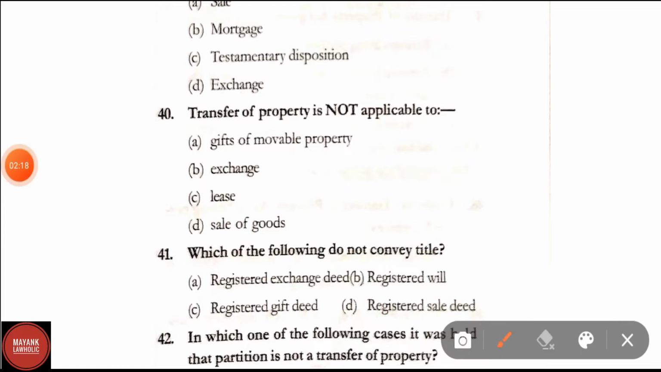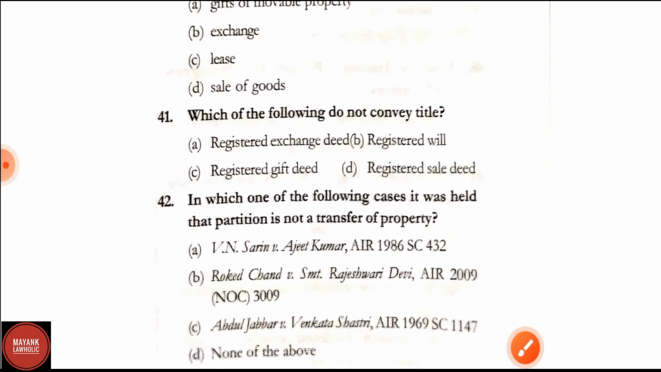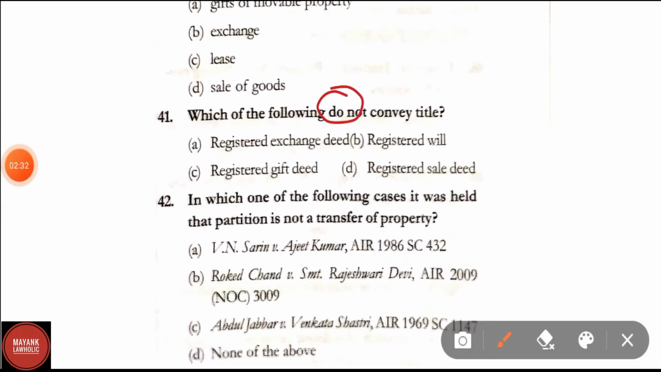Question number 40. Transfer property is not applicable to gifts of movable property, exchange, lease, sale of goods. Correct answer is option D, that is sale of goods. Question number 41. Which of the following do not convey title? Registered exchange deed, registered will, registered gift deed, registered sale deed. Correct answer is option B, that is registered will.